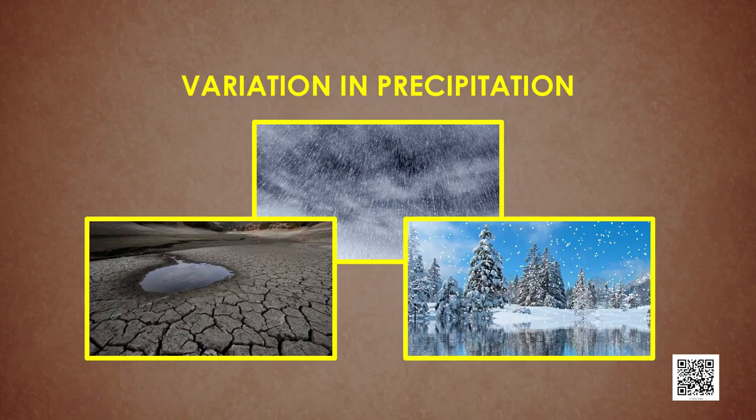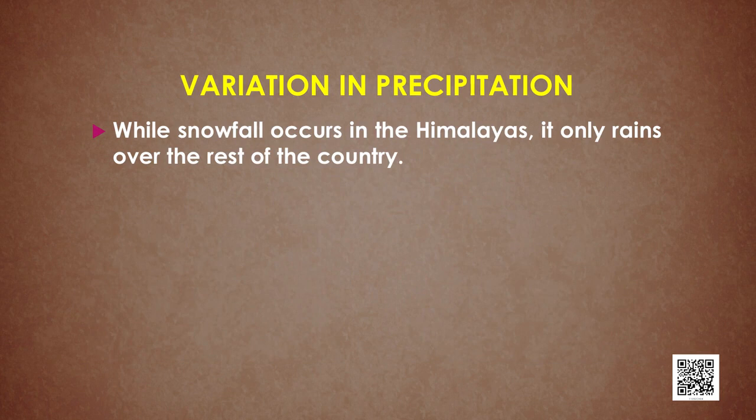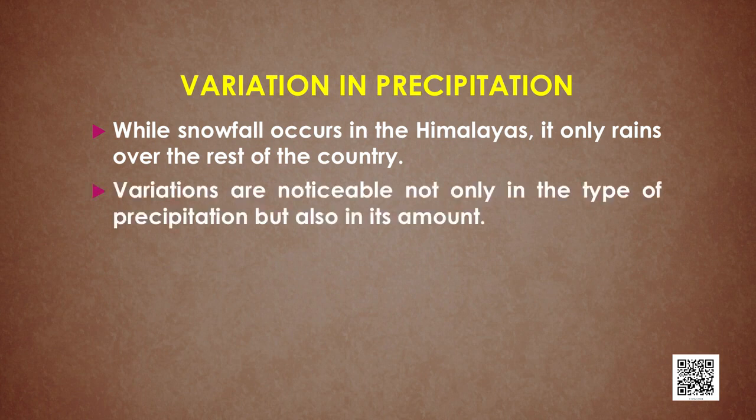Children, what is precipitation? Precipitation is a wider phenomenon. Wider phenomenon means it includes rainfall, drizzle, sleet, hailstones, whereas rainfall means only falling of water. In the regions of the Himalayas, many regions experience snowfall, whereas the rest of the country experiences only rainfall. And variation is noticeable in the precipitation type also and also in the intensity.